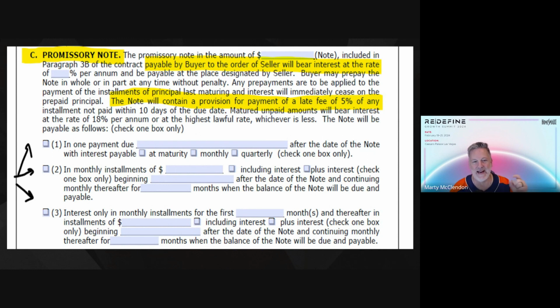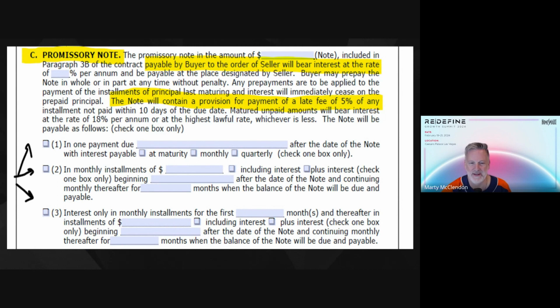The note will contain a provision for payment of a late fee of 5% of any installment payment not paid within 10 days of a due date. So it includes an automatically generated 5% penalty for being more than 10 days late. Matured unpaid amounts will bear interest at a rate of 18% per annum, or at the highest lawful rate, whichever is less. The note will be payable as follows. So they're setting the standard terms here, saying there's a late penalty for paying late. There's no prepayment penalty. The buyer can pay at any point in time. But if the buyer is in default, the rate jacks up to 18% or whatever the highest allowable rate is, the lower of the two.